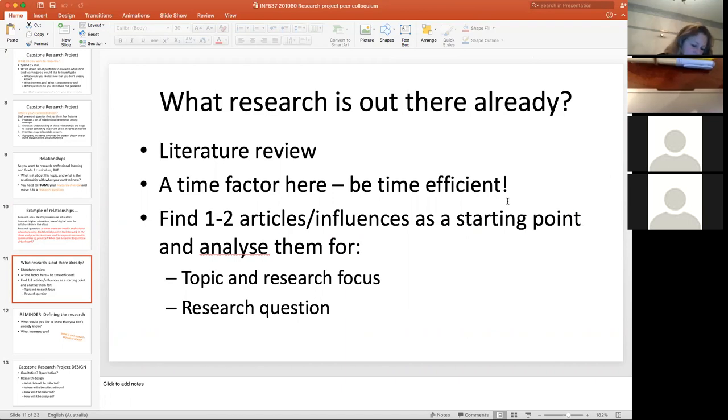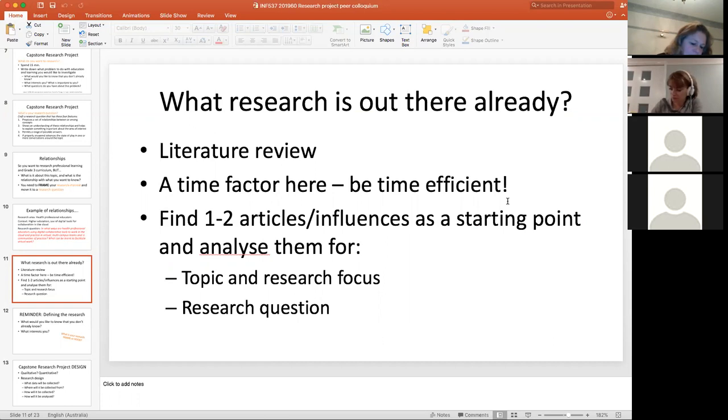All right, so I'm just sort of blurbing away here, and then we'll throw the floor open for comments and questions. But a major component, which I'm hoping you've sort of done already because you've had a few weeks now to think about this, is finding what research is out there already. And it's really important that you do this.